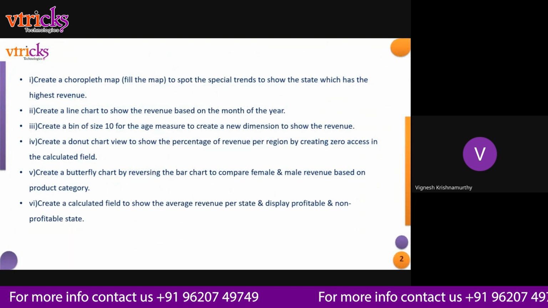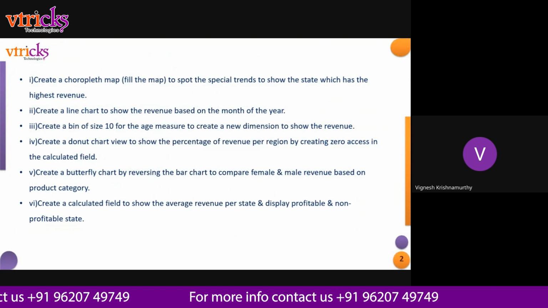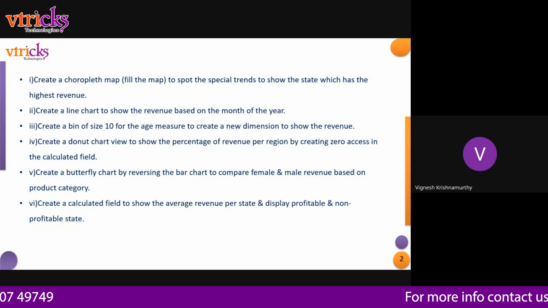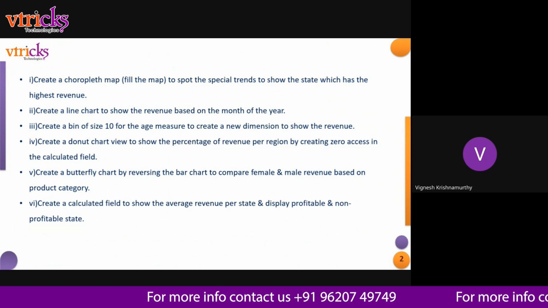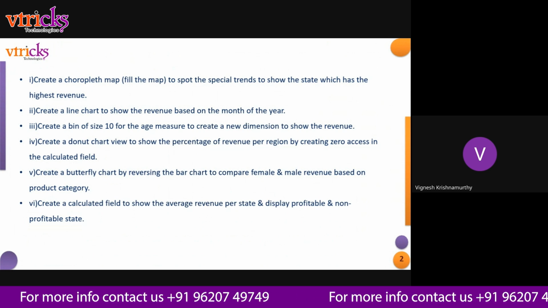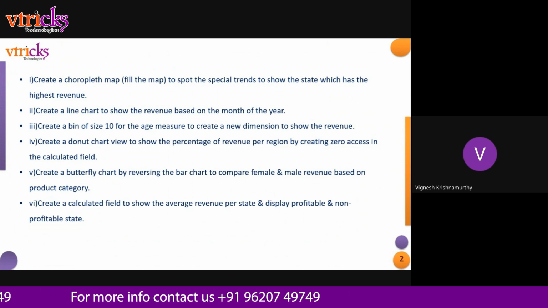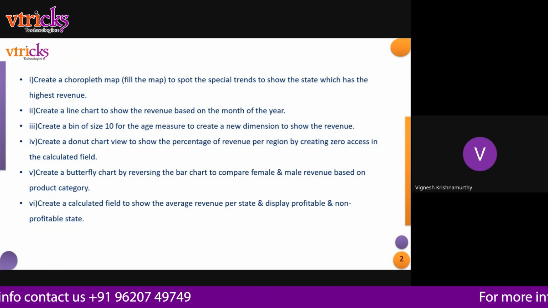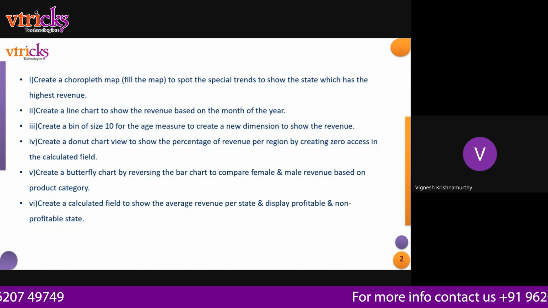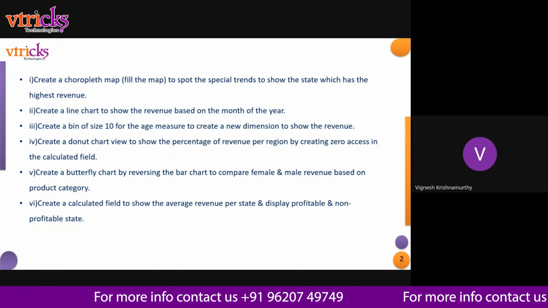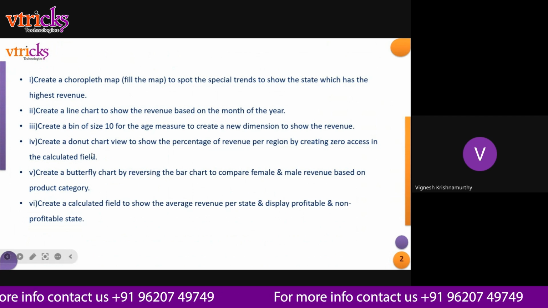The next question is, create a calculated field to show the average revenue per state and display the non-profitable states and the profitable states. So they're asking to create a calculated field to show average revenue. To show average revenue, you have to create a measure or a calculated field.